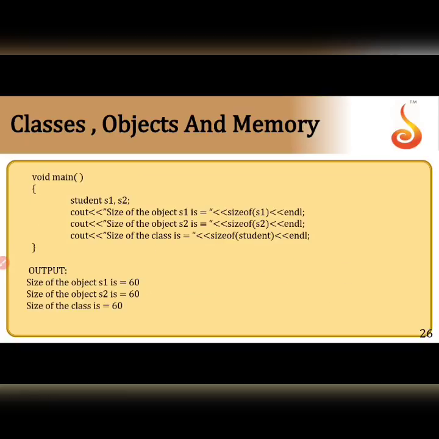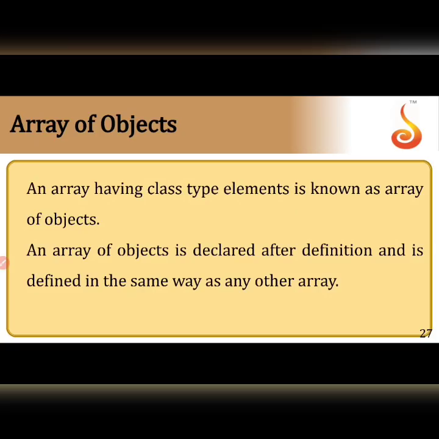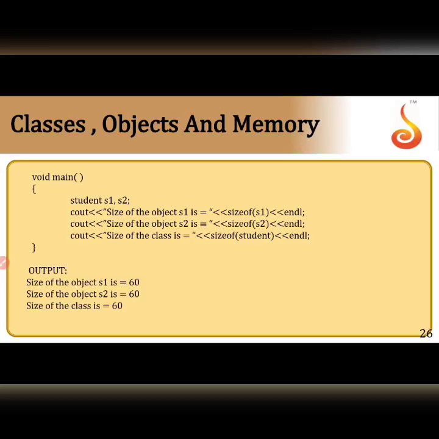The next one is void main. In that, what am I doing? I am creating an object in this statement, correct? How many objects am I creating? S1 and S2. Two objects I am creating. So again S1 will have a separate set of memory allocated to it, and S2 also will have memory separately allocated to it.